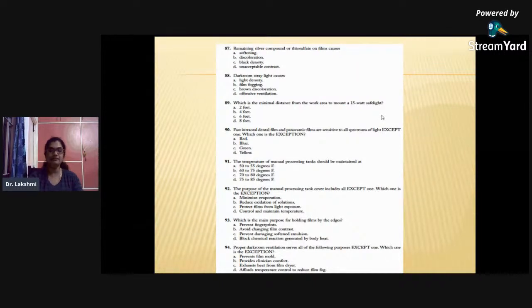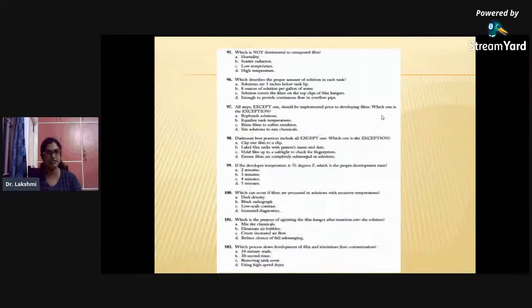Okay. Coming to 95th question, which is not detrimental to unexposed film. The answer is C. In humidity, definitely the film damage happens. Scatter radiation, yes. High temperature, yes. But low temperature, as such, does not damage the unexposed or the new films. So 95 option is C.